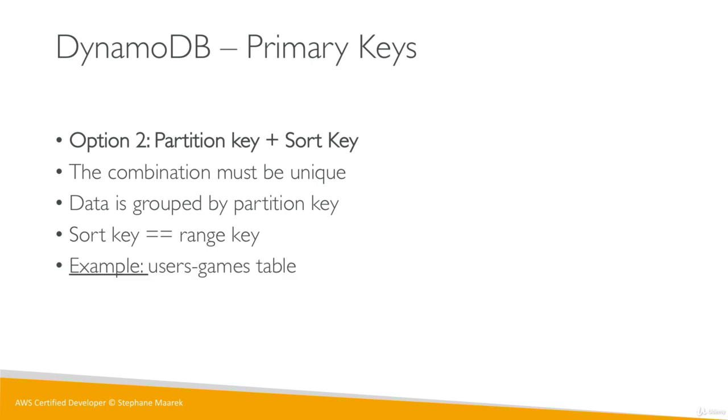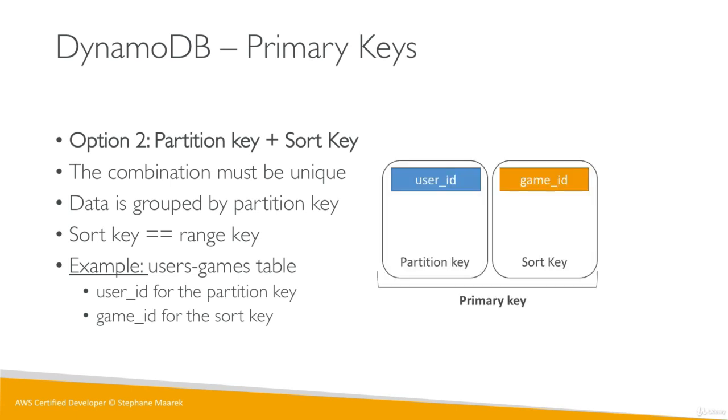If we look at a user's game table, for example, where users play games, we can use user ID for the partition key and game ID for the sort key. This is just an arbitrary choice, but we know that the combination of user ID and game ID is going to be our primary key because it will be unique. A user can have many games, but a user can only play one game ID overall. So this is why the combination of those is a primary key.